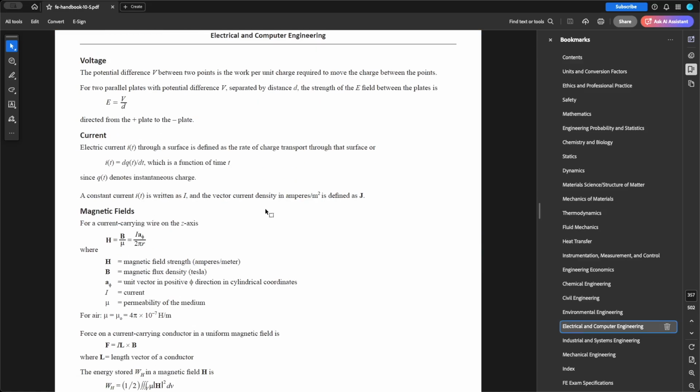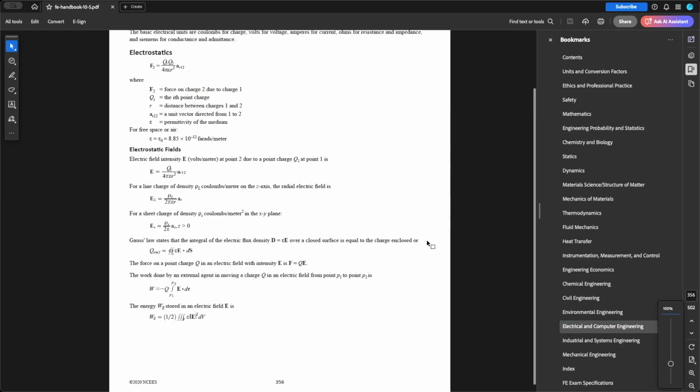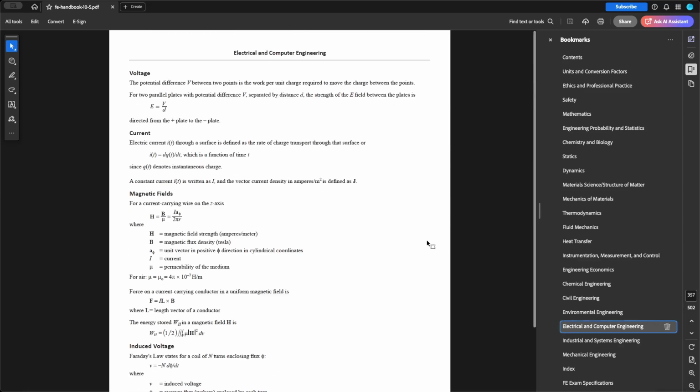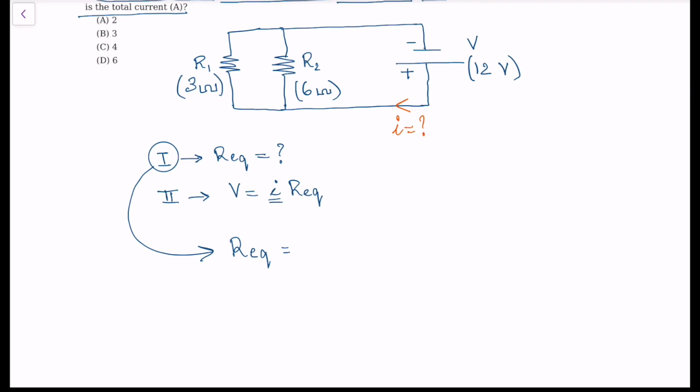So in the reference handbook, let's go to the electrical section and find the equivalent resistance formula for parallel resistors. As you see here, this is the section for resistors in series and parallel. There's a shortcut formula we can use for only 2 resistors in parallel. So we're going to be applying this formula because it's the case in our problem. So R equivalent equals R1 times R2 divided by R1 plus R2.